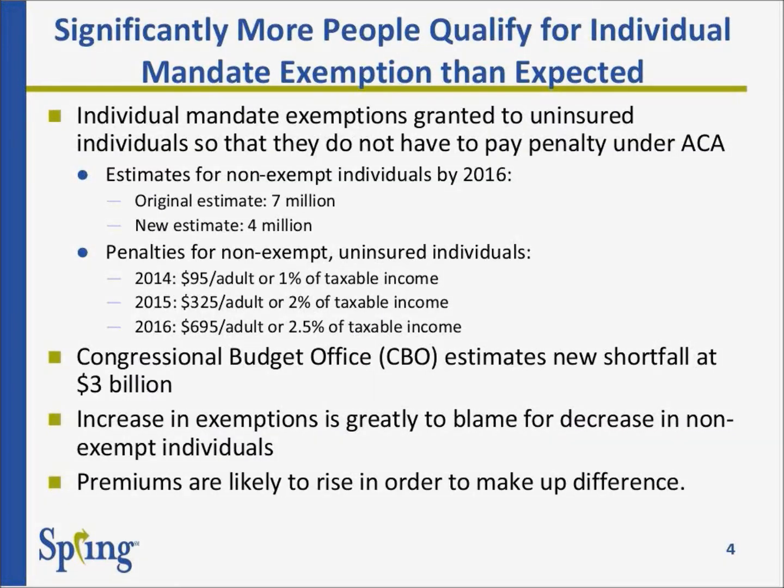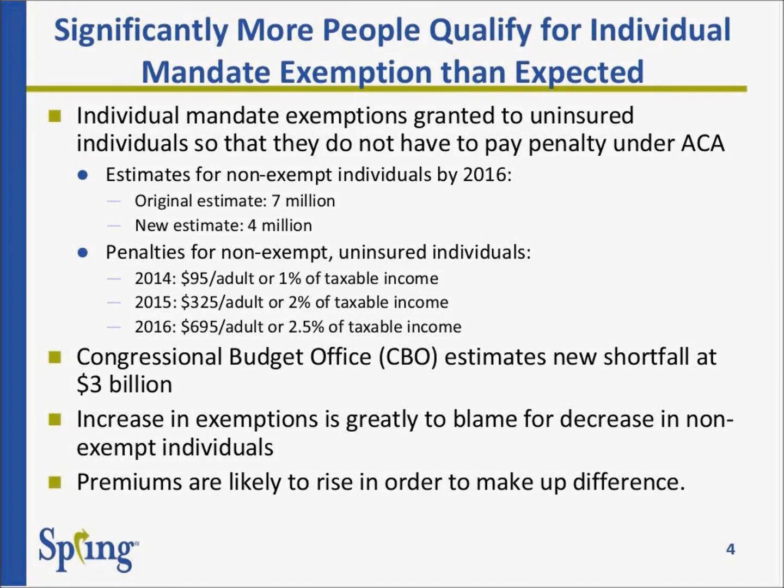Significantly more people are qualifying for individual mandate exemptions than expected, and this is a real problem. It's a good thing if you're an individual, but from the federal government's perspective, to help fund the 7 to 8 million people that are now being funded by the ACA, there's got to be a way to pay for this. And they were hoping that people would not have as many exemptions. The more exemptions, the less revenue that they can collect.